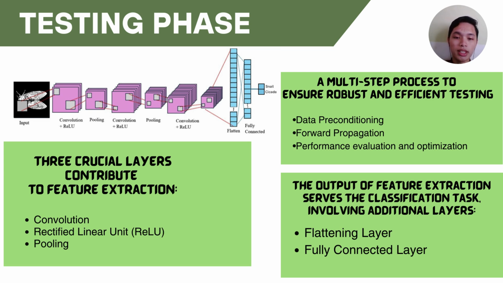The specific processing depends on the data type and the network architecture. For the forward propagation, the preprocessed test data, in this case 100 images, is fed through the network layer by layer, including convolution, pooling, and other layers. Each layer performs its specific function on the data, extracting features and gradually building a representation for classification.